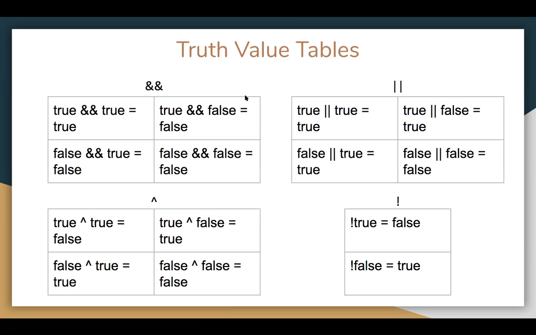These are called truth value tables, and they show all the combinations for one symbol and then show what it evaluates to. This helps you understand exactly how this goes. The first one is the and sign. If we have true and true, then it evaluates to true. If we have true and false, that evaluates to false, since it has to have 2 truths, but it doesn't. False and true is false, false and false equals false.